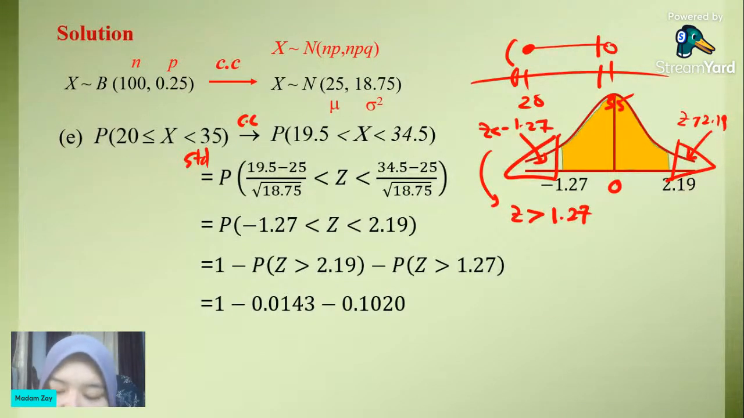So we calculate the final answer, which will be 0.8837. Okay, as usual, because it's a binomial, originally we do the approximation. The first step we need to do is continuity correction. After that, baru kita standardize dia.